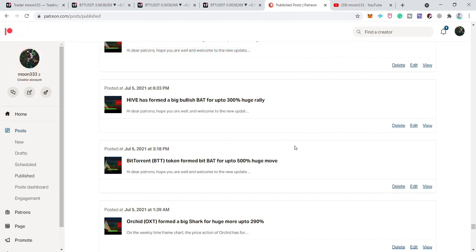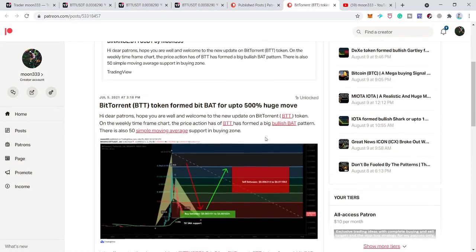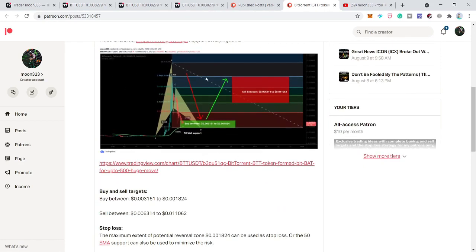Now, this was the chart that I shared on 5th of July. Let me show you first this move, and I'll take you to the live chart to show you what the price line is doing right now. Okay, this was the chart, and we can see that the price action completed a very big harmonic bullish reversal bat move and entered the buying zone.